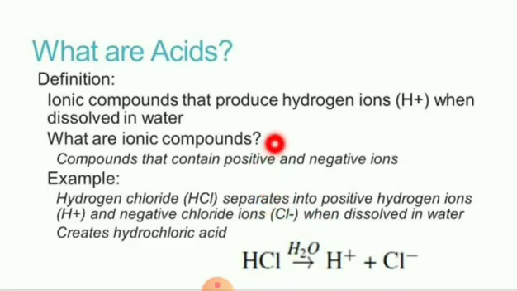So what is an ionic compound? An ionic compound is nothing but a compound that contains positive and negative ions. So HCl is an ionic compound. H is one of the ions, Cl is one of the ions, right? This ionic compound dissolves in water. After that, the ionic compound releases hydrogen ion and chlorine ion. So this type of substance is nothing but acid.